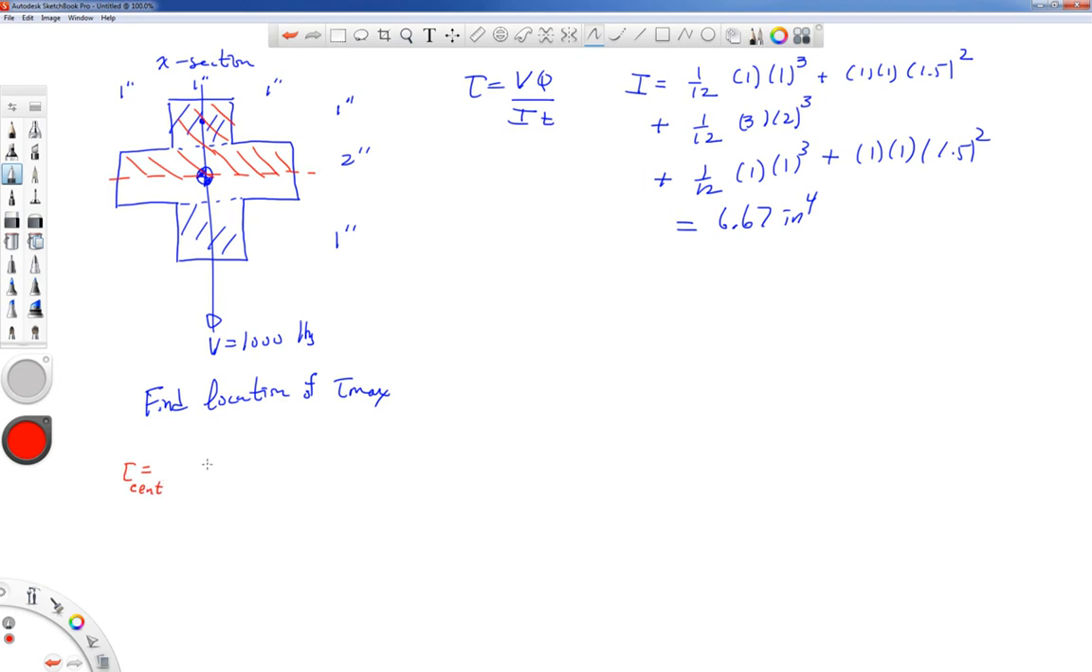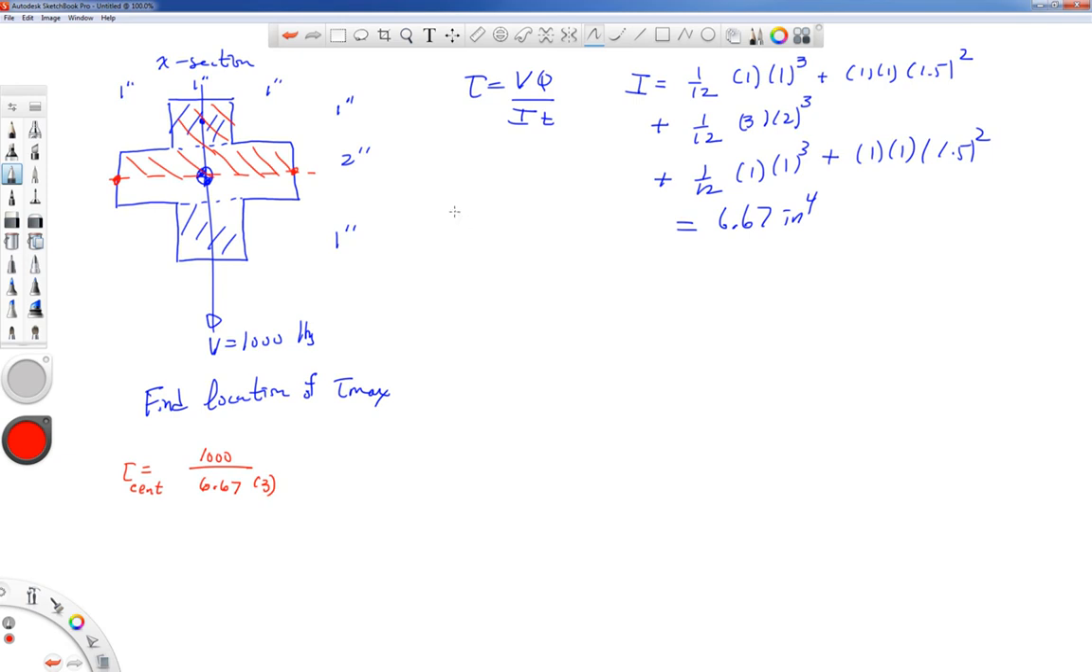Line that goes through the centroid, let's see, we said 1,000 for V, 6.67 for I. The thickness of this cross-section at that spot is 3 inches. Now for the Q. Here's one little trick to finding the Q for complicated sections. I don't need to find the overall Y bar and multiply it by the overall area for that red region that I just shaded in.